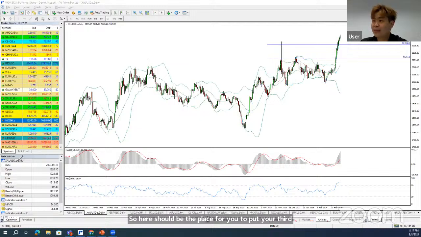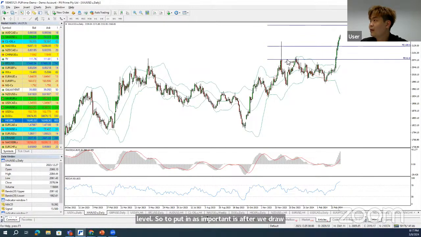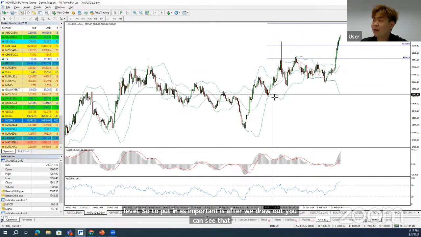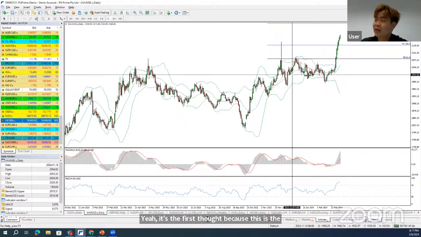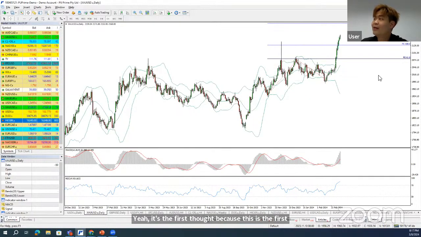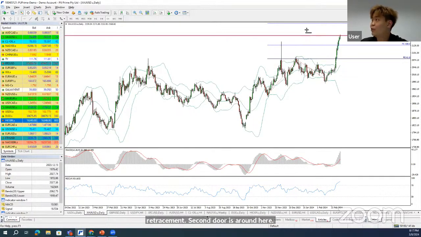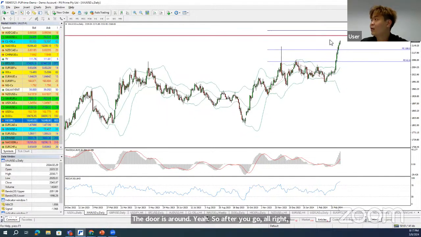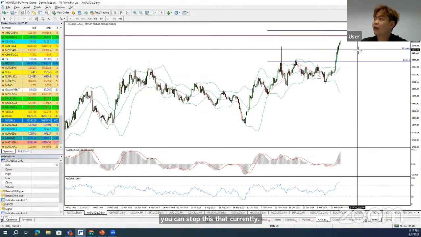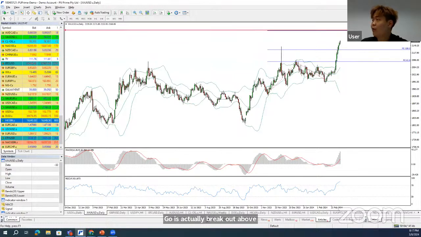To put it in simple terms, after we draw it out, here is the first dot because this is the first retracement. The second dot is around here. The third dot is around here. After you draw it out, you can notice that currently gold has actually broken out above the Fibonacci expansions already. The next target we can keep an eye on is very high, around 2,200. This could be our expected next resistance level because you cannot find an all-time high anymore.